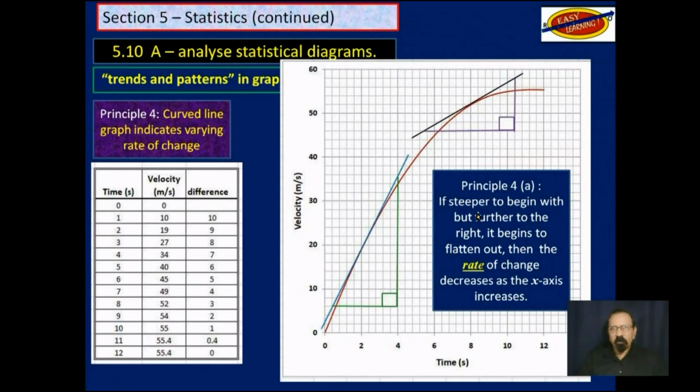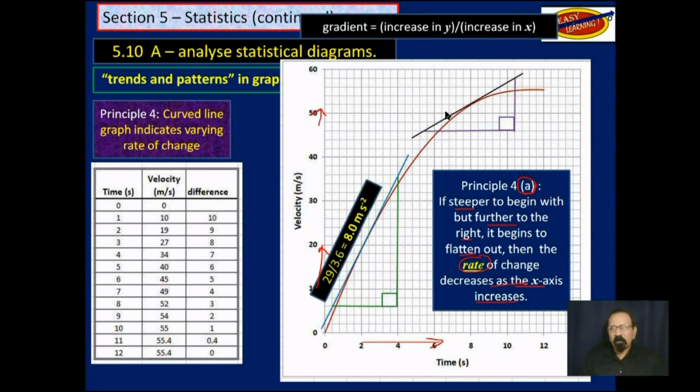So let's call this principle 4a. If steeper to begin with, but further to the right, it begins to flatten out, then the rate of change decreases as the x-axis increases. In other words, as you go this way, this one here begins to change rapidly, but later on, it doesn't change as fast. So if you find the gradient of this tangent, we get 8. We find the gradient of that tangent, we get 2.8.